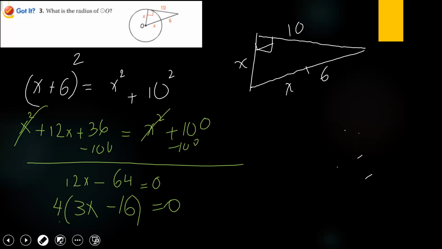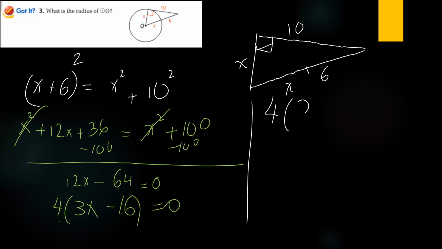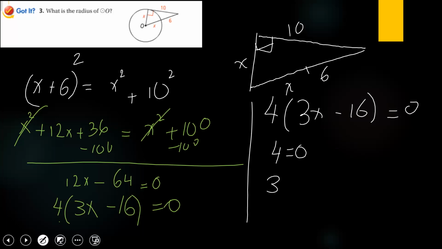What does it mean? It means that if I have in this equation 4 times 3x minus 16 equals 0, then 4 could be 0, or 3x minus 16 could be 0. Either A or B. Now, can I say that 4 equals 0? No, it cannot happen. So I will go now to 3x minus 16. When you solve it, you will find that x is 16 over 3.